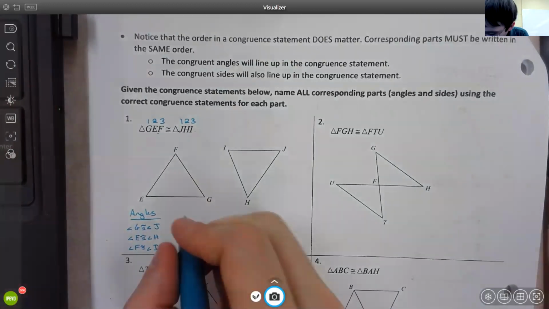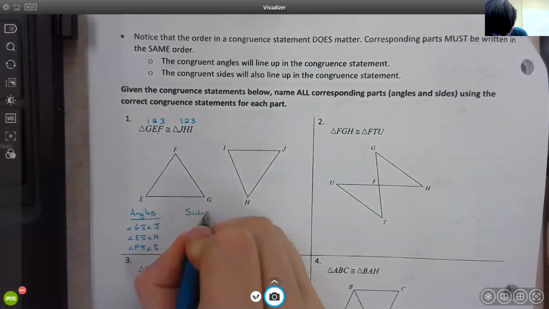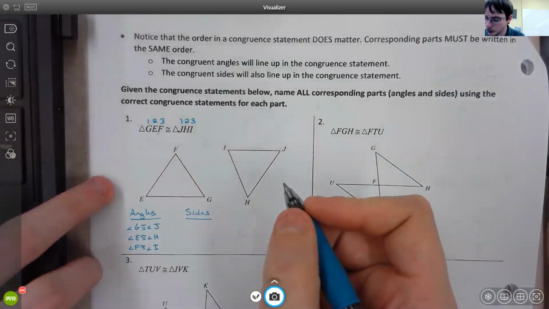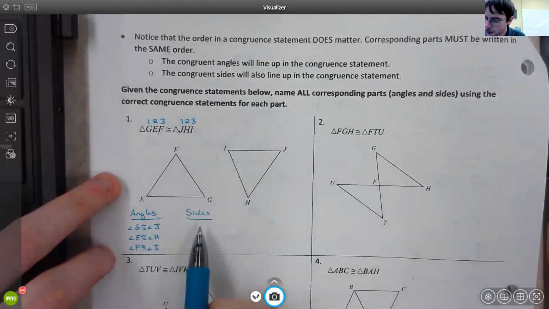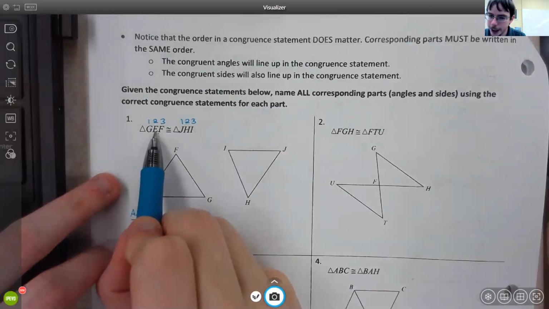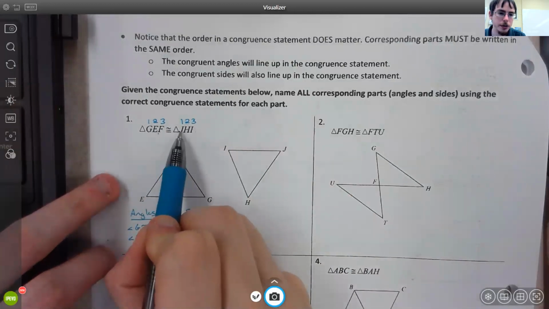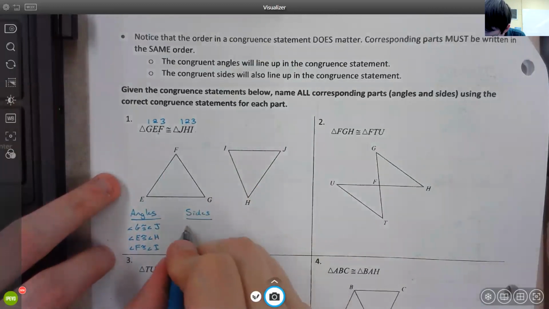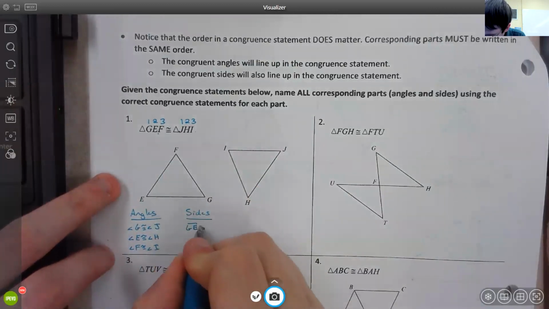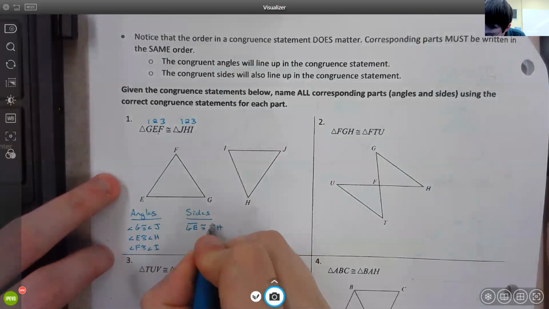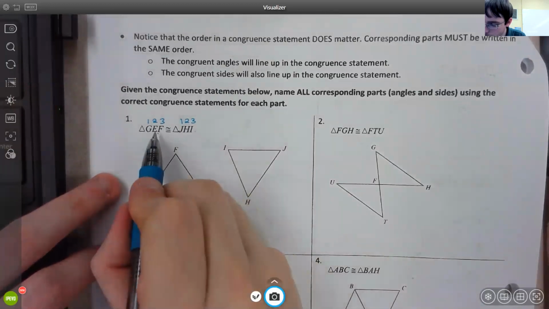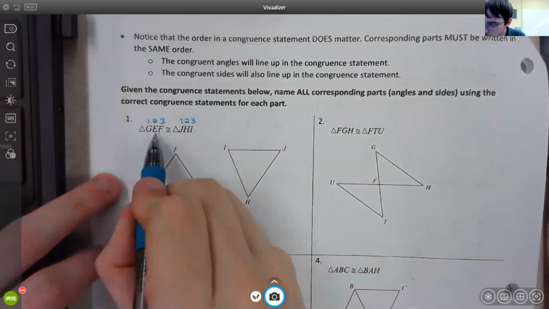Okay, then we're going to look at our sides. We're going to do the exact same process. Well, our sides here, we have GE in positions 1 and 2. That matches up with JH. So GE is congruent to JH. Next up is EF and HI.